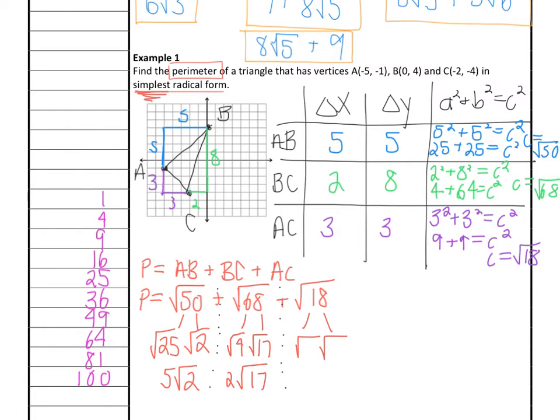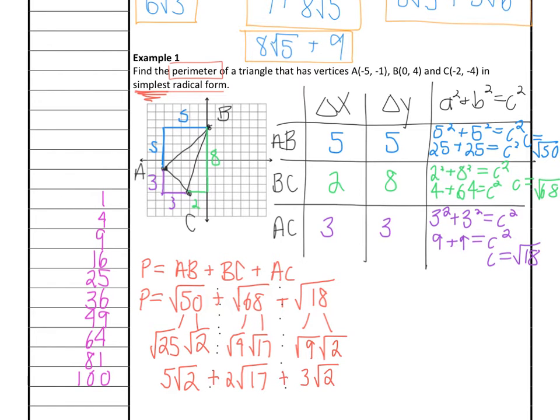All right, one last one. So think hard right now. Which number in this list can be divided into 18? Now 18 is a pretty small number. So is it 9, is it 4, is it 1? Hopefully you're thinking 9. 9 can go into 18 2 times. And again, the square root of 9 I know is 3, so I bring that out and I leave the radical 2 alone.